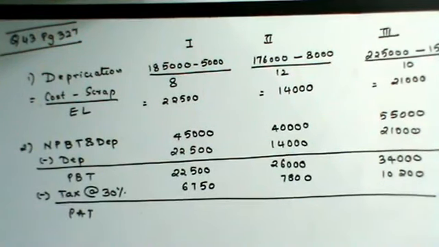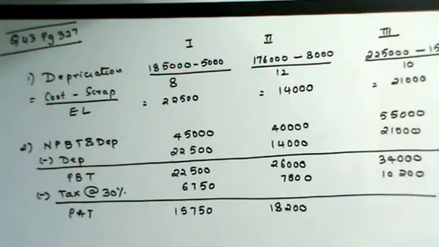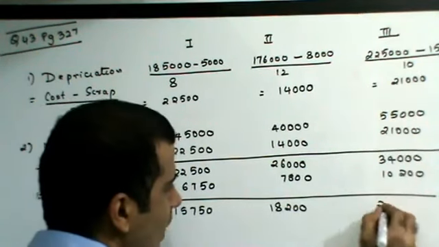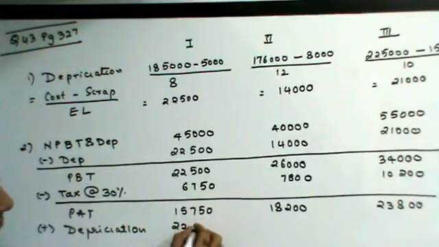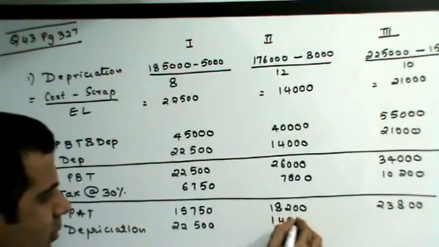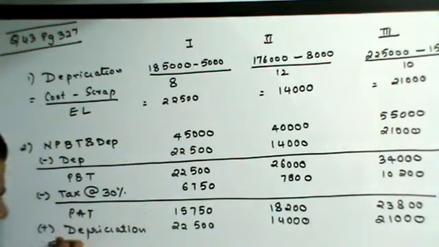22,500 minus 6,750 is 15,750. 26,000 minus 7,800 is 18,200. 34,000 minus 10,200 is 23,800. Once I have my profit after tax, add depreciation. Depreciation is 22,500, 14,000 and 21,000. This is going to give me my cash inflow.